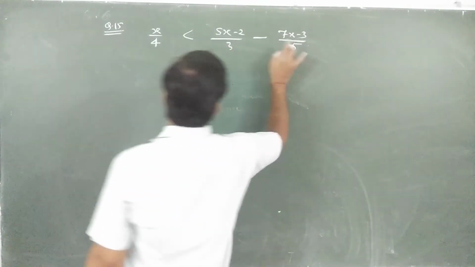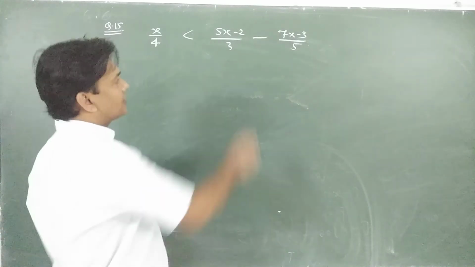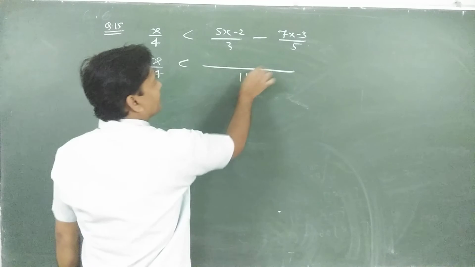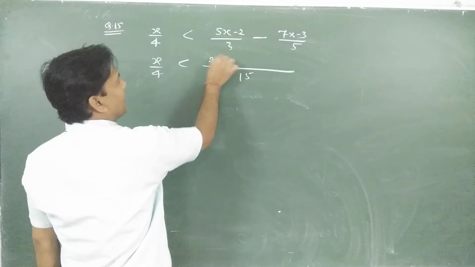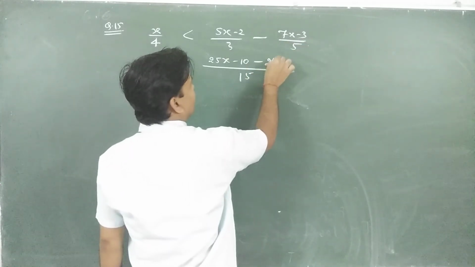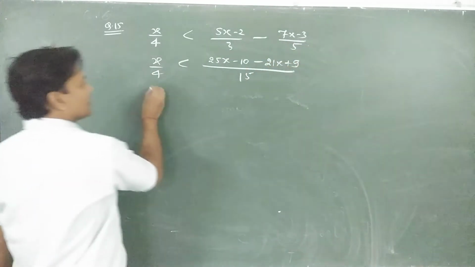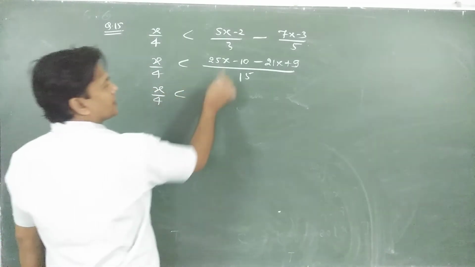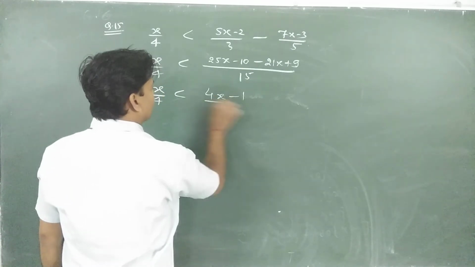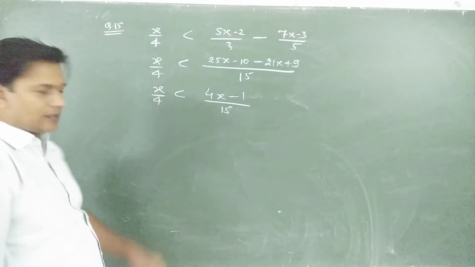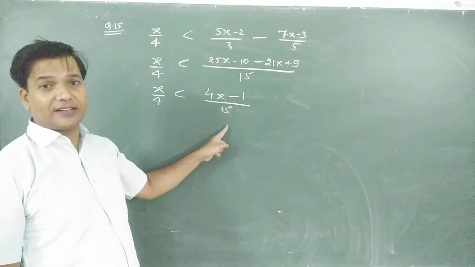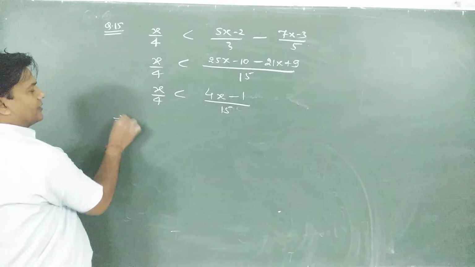First we are taking the LCM of these two terms, 3 and 5, which is 15. 5 multiplied by these two gives 25x minus 10, and 3 multiplied by these two gives minus 21x plus 9. So the remaining part is 25 minus 21 is 4, and minus 10 plus 9 is minus 1, by 15. Now to remove both 4 and 15, we are multiplying by 60.